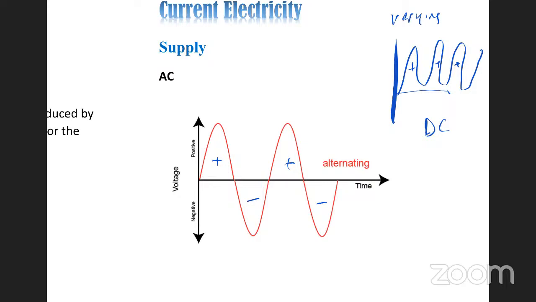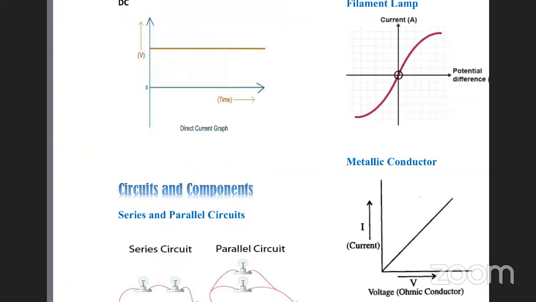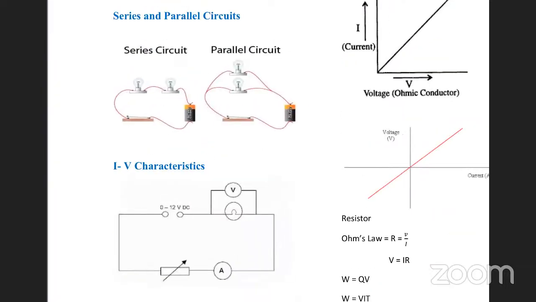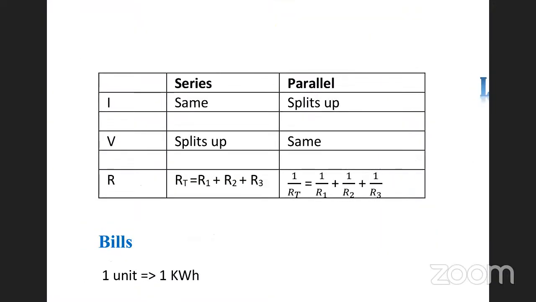All right? That'll be a varying DC. Here's a direct current, right? Here's a DC and we have an AC. Take a look at series and parallel. And the most important table, write this down. Write that table down there. That's the most important table.